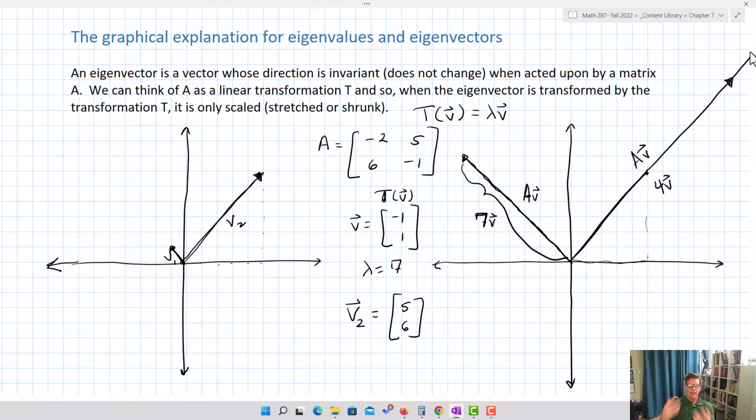All right, so in this case, we said stretch one set by 7, stretch the other set by 4, because lambda 2 equals 4. So they give us a lot of really good information.